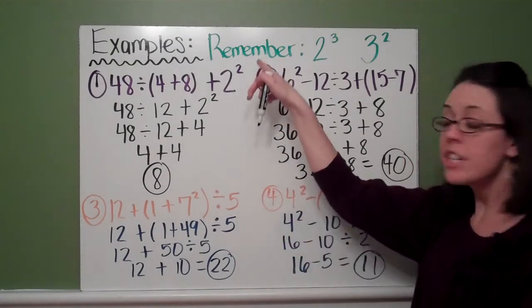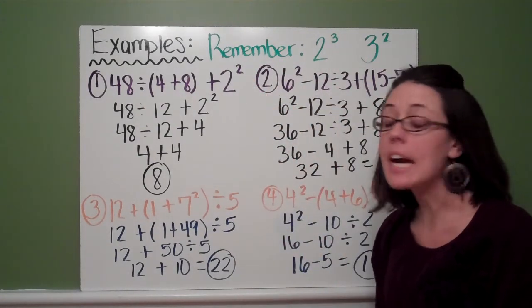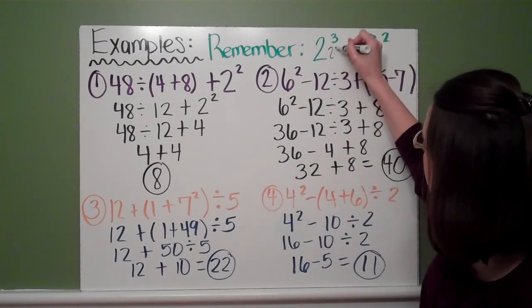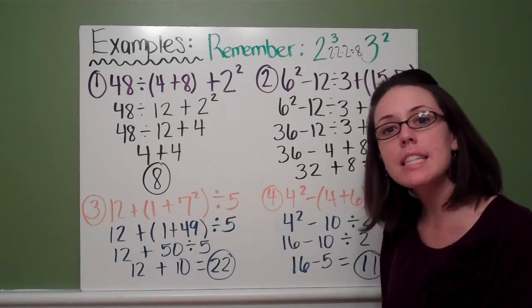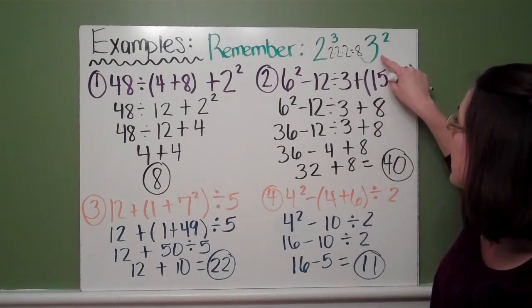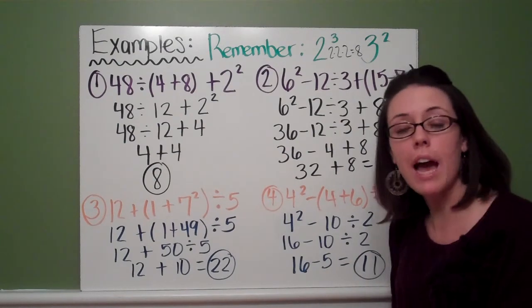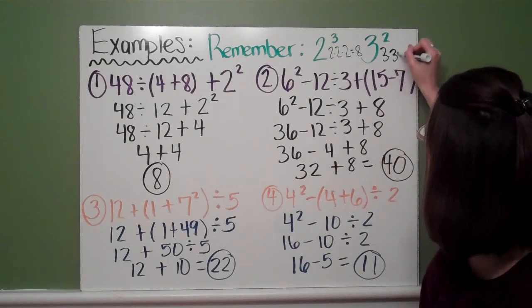Examples. Just to remember before we get started, 2 to the 3rd power does not mean 2 times 3. It means 2 times 2 times 2, which is 8. 3 to the 2nd power does not mean 3 times 2. It means 3 2 times, or 3 times 3, which is 9.